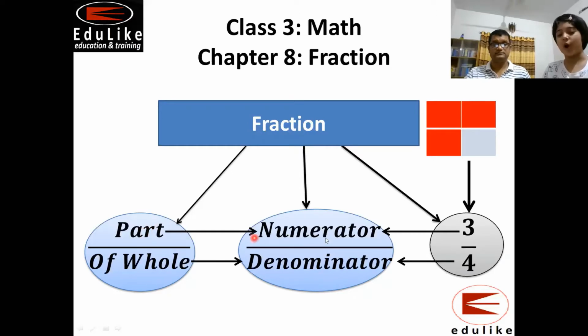Part is called numerator and of whole is called denominator. For example, 3 by 4 is a fraction. Here 3 is called numerator and 4 is called denominator. Remember that D for down. So down is denominator and up is numerator.